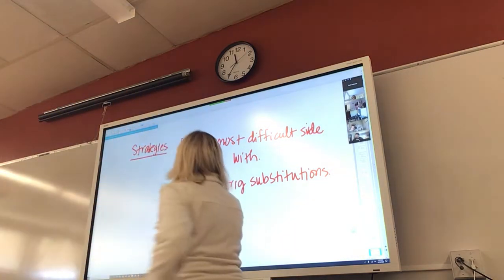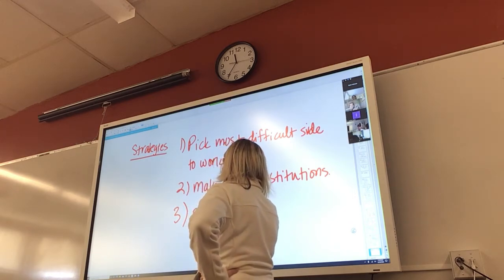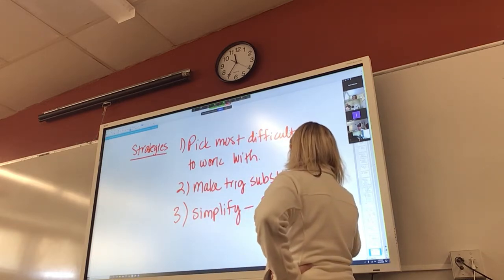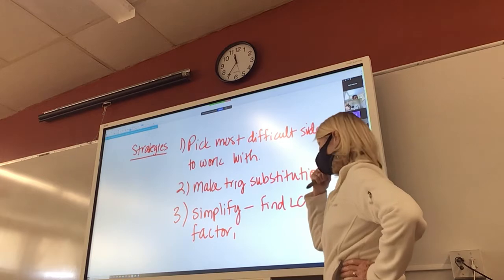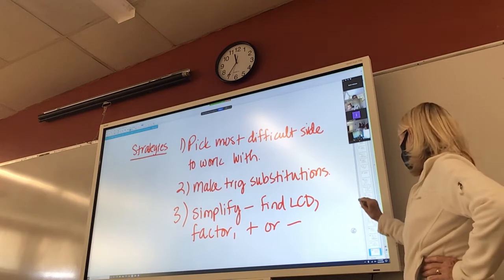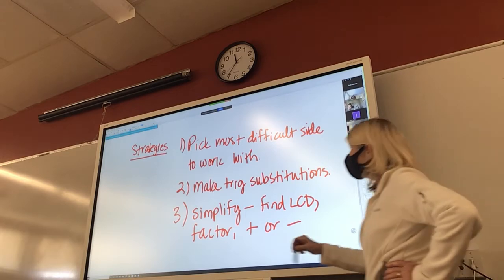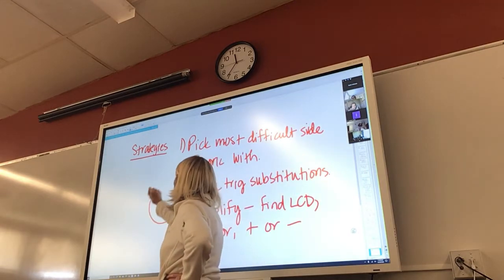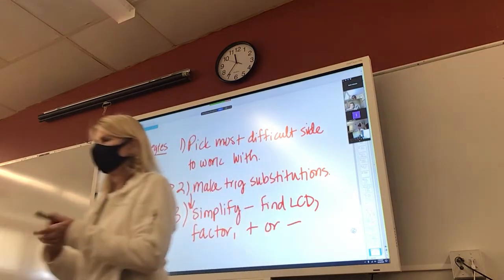All right, make trig substitutions. Simplify. Simplify might mean find a least common denominator. Factor. Add or subtract. Okay, anything you can do is what you're doing. Have you ever heard of do loops in computer programming? So sometimes you'll have to go back and repeat this. You're going to have to make trig substitutions and come back and do that again, okay?